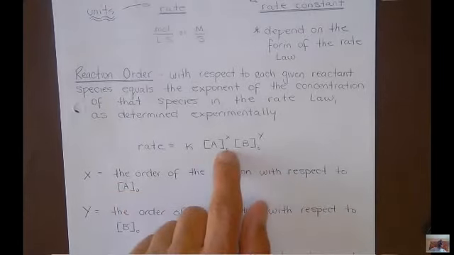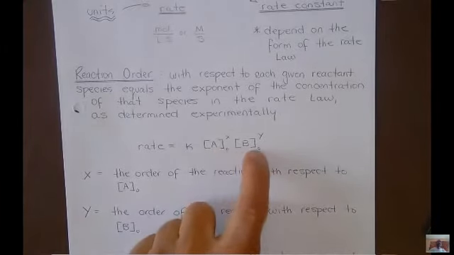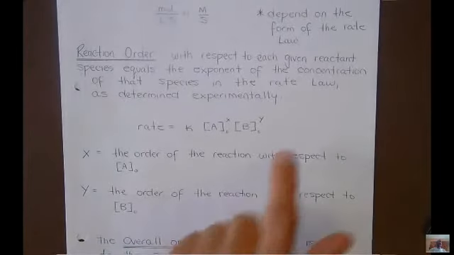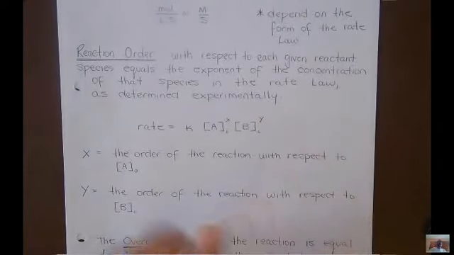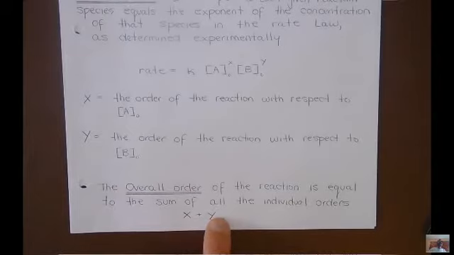And again, the best place to do it is right out of the gate, the initial concentration. That's where we're going to do our experiments. Y is the order of the reaction with respect to B. What's the overall order for the whole chemical reaction? It's just the sum of the individual orders, X plus Y.